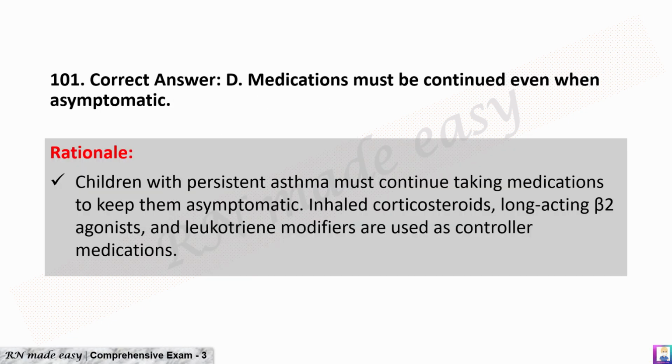The correct answer, D. Medications must be continued even when asymptomatic. Rationale. Children with persistent asthma must continue taking medications to keep them asymptomatic. Inhaled corticosteroids, long-acting beta-2 agonists, and leukotriene modifiers are used as controller medications.